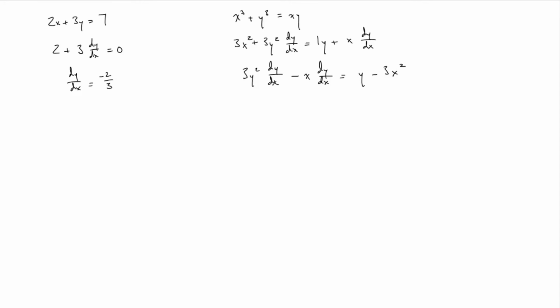Then everything on the left side of the equal sign has a dy dx, and everything on the right side of the equal sign does not. That lets us factor out a dy dx on the left-hand side of the equal sign, and then we can divide both sides by 3y squared minus x to get this answer. Dy dx is y minus 3x squared all over 3y squared minus x.